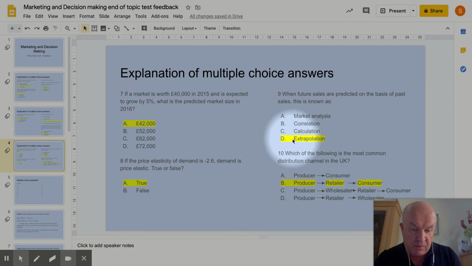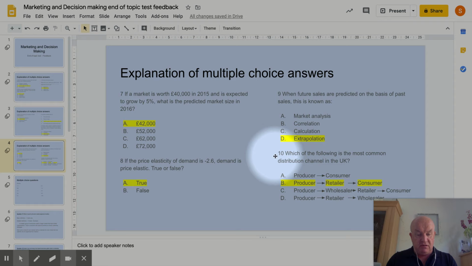And if you're not sure about extrapolation, take a look in your marketing booklet. There is quite a good definition of what extrapolation is. It's a bit of a blunt instrument, but it is used by some organisations to decide where sales might go in the future. Okay. And then finally, as far as multi-choice questions are concerned, let's take a look at question number 10.